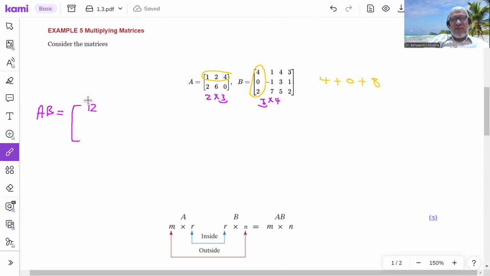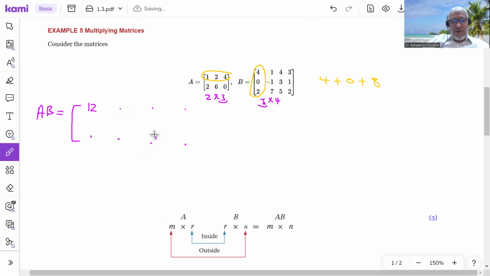What is the position of this entry? It is in the first row, first column of AB. To find it, you need to multiply the first row of A times the first column of B. So for example, we said that AB had 2 rows and 4 columns, like this.